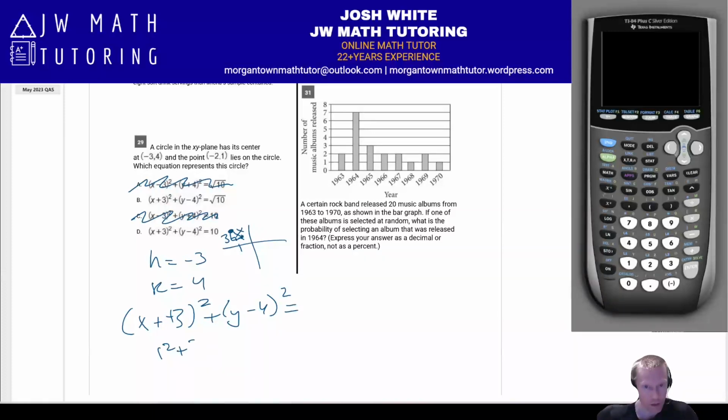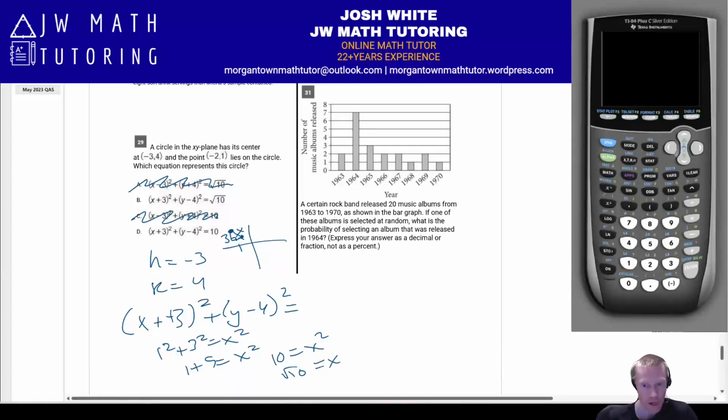So 1 squared plus 3 squared equals x squared. 1 plus 9 equals x squared. 10 equals x squared, or x equals root 10. So that means that the radius is the square root of 10, or more importantly, the square of the radius, which we already found in the previous step, is just 10. So the correct answer here is going to be letter D.